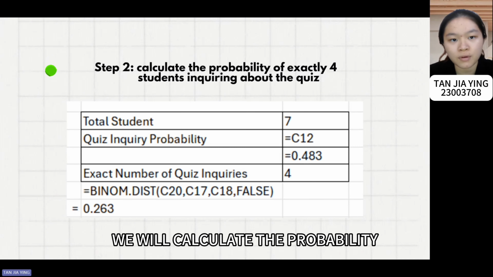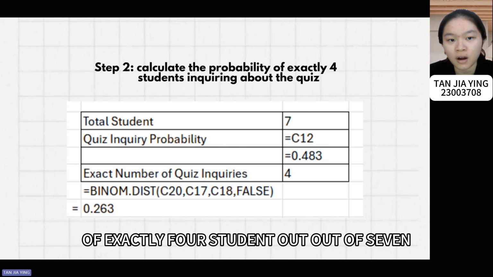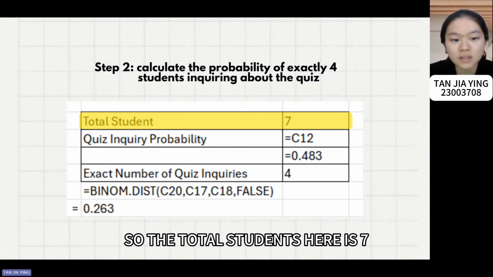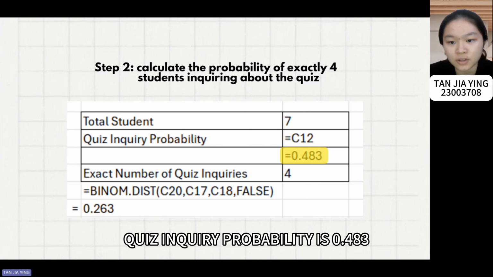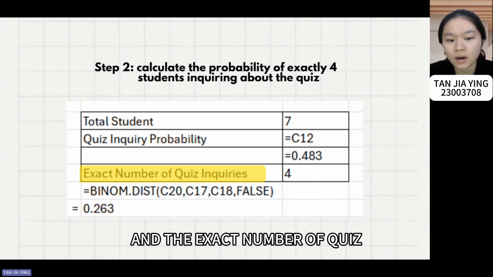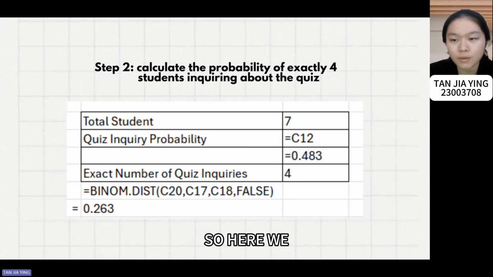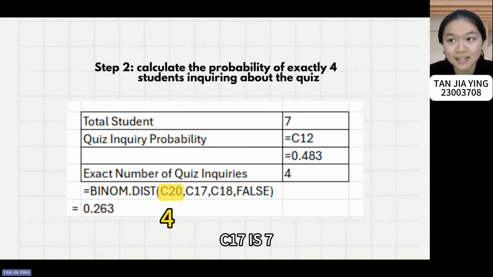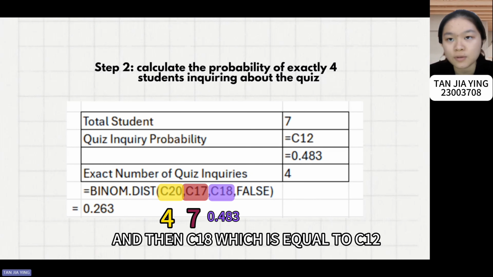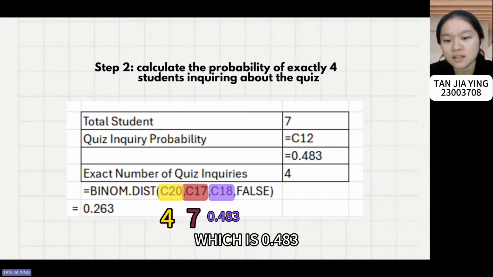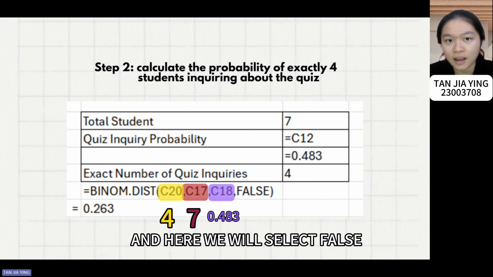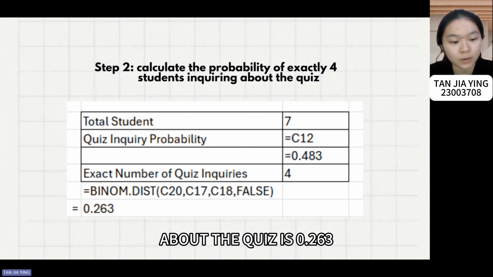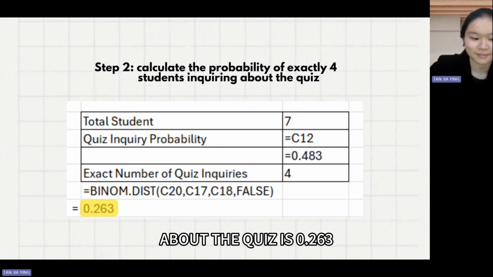So the second step, we will calculate the probability of exactly 4 students out of 7 inquiring about the quiz. The total number of students here is 7, the quiz inquiry probability is 0.483, and the exact number of quiz inquiries is 4. Here we will use the binomial distribution formula: C20 is 4, C17 is 7, and C18 equals C12, which is 0.483, and here we will select false. The probability of exactly 4 out of 7 students inquiring about the quiz is 0.263.